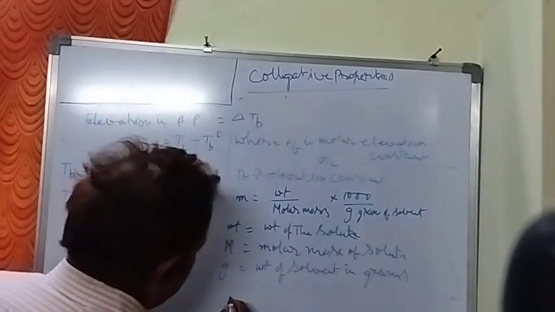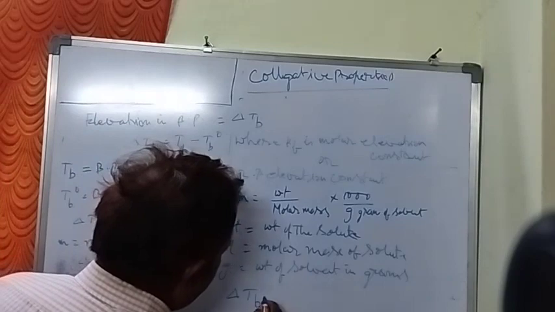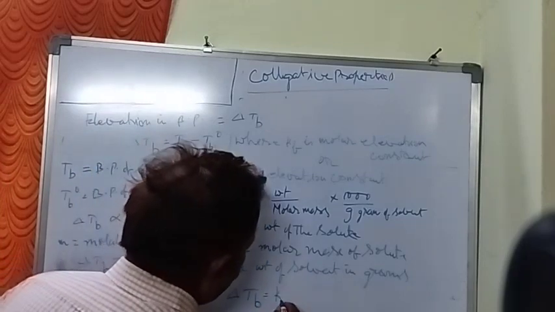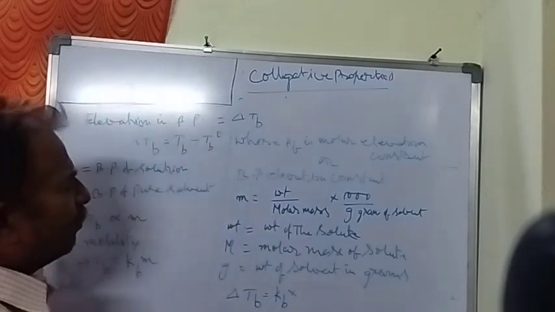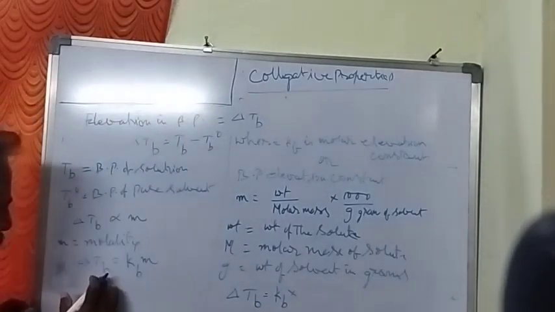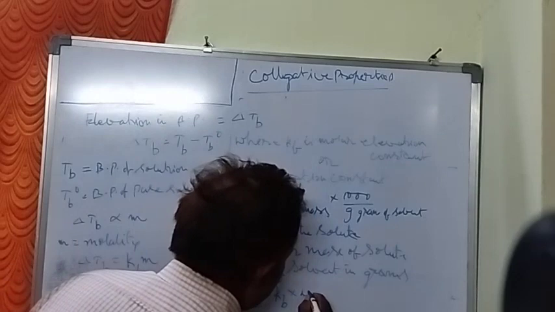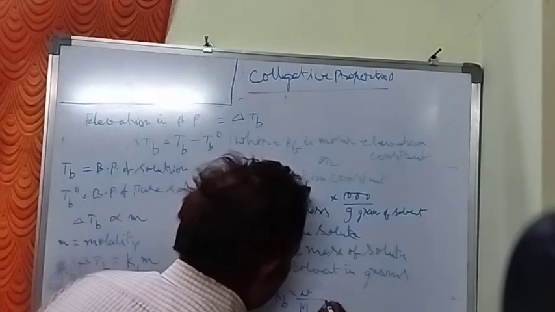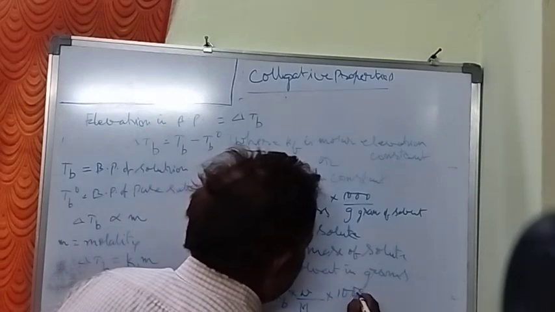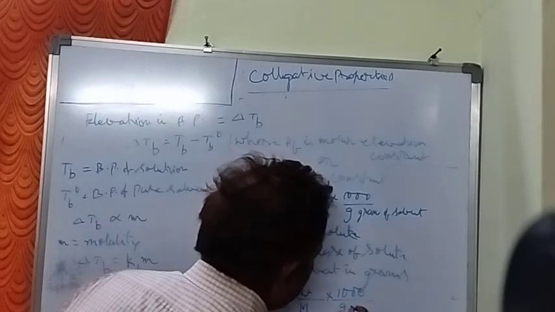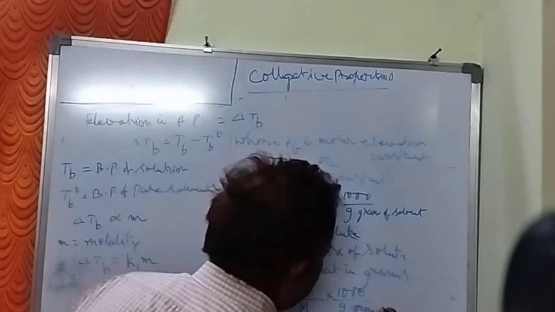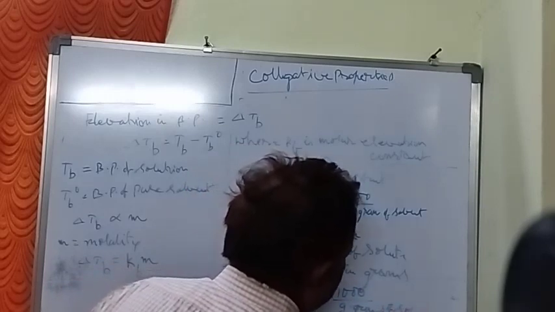Now let us write delta Tb equal to Kb into M. So we write M. In this, delta Tb equal to Kb into M. M is nothing but weight by molar mass into 1000 by g grams of solvent.